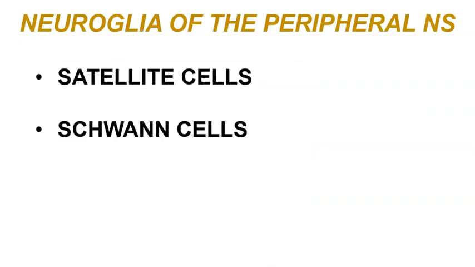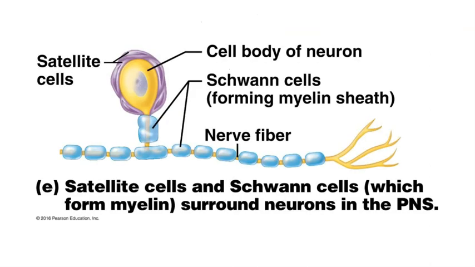Now that we've examined the neuroglia of the central nervous system, we can turn our attention briefly to the neuroglia of the peripheral nervous system. We see that there are two cell types here. We have the satellite cells, and we also have the Schwann cells. The satellite cells surround neuron cell bodies in the peripheral nervous system and function very similarly to astrocytes in that they help to exchange nutrients and things like that between capillaries and the neurons that they're associated with.